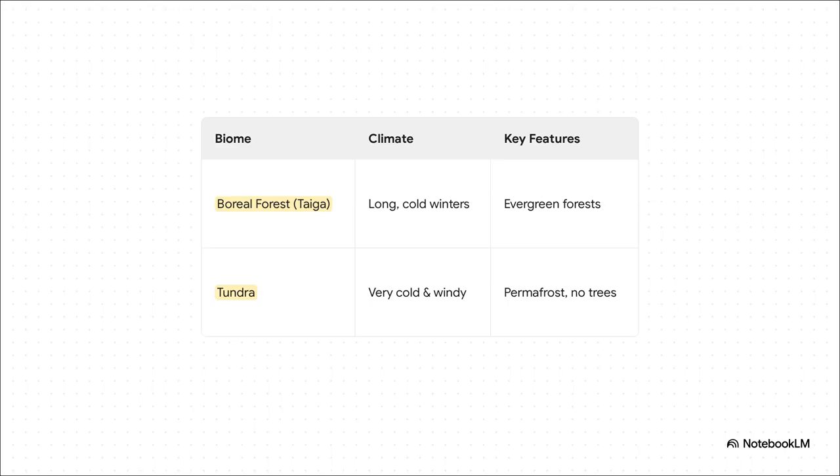And if you go just a little further north, you cross an invisible line. It gets so cold and so windy that trees just can't grow at all. This is the tundra, a landscape defined by permafrost, a layer of soil that's permanently frozen, where only the toughest, low-growing plants like mosses and lichens have any chance of survival.